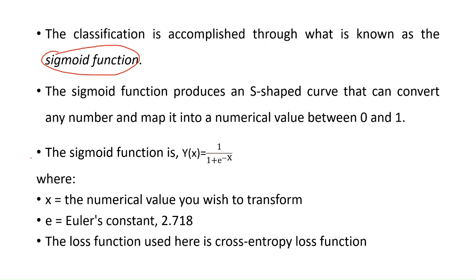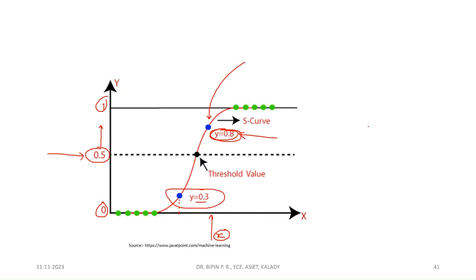Okay, so the sigmoid function produces an S-shaped curve, and it will convert any number and map it into a numerical value between 0 and 1. So that means, see here, you are getting 0.3, 0.8. So we will map every input value between 0 and 1. It can be 0.1, 0.2, 0.3, 0.5 up to 1.